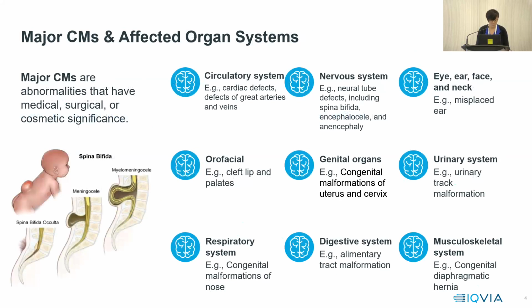When we talk about congenital malformation in a PASS setting, it's usually the major congenital malformation, simply defined as abnormalities that have medical, surgical, or cosmetic significance. And these CMs are usually classified by organ system, and within each organ system, you'll have specific malformations such as neural tube defects, oral clefts and palates, or cardiac defects. Those are some of the common ones.